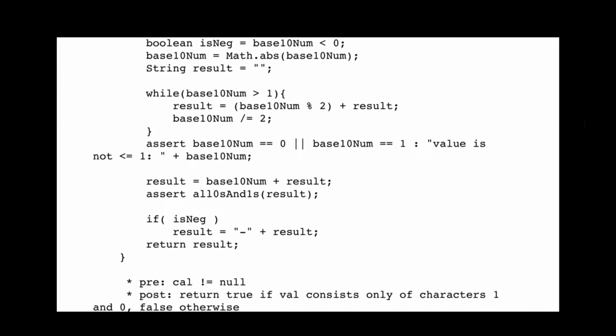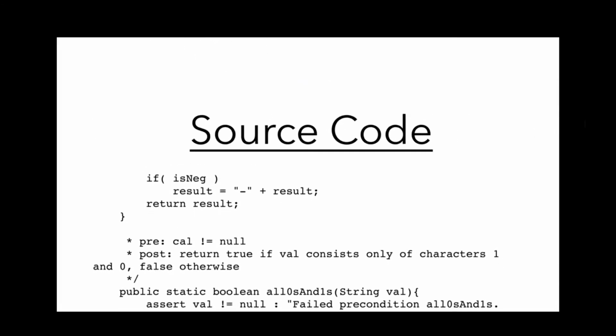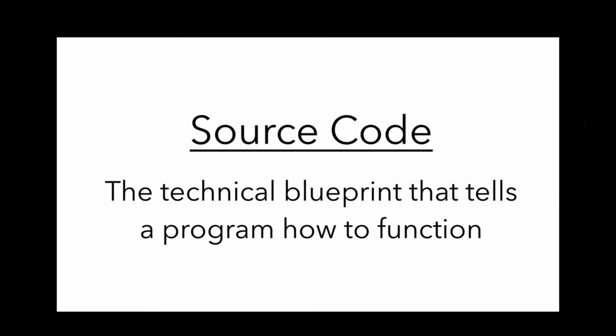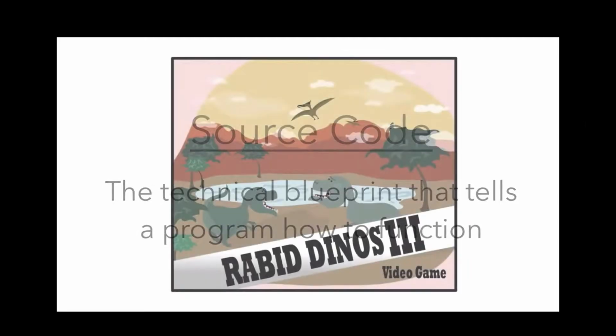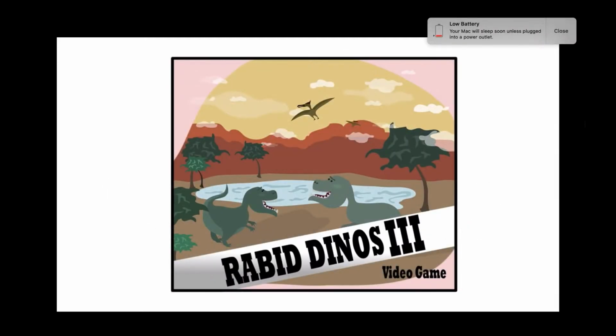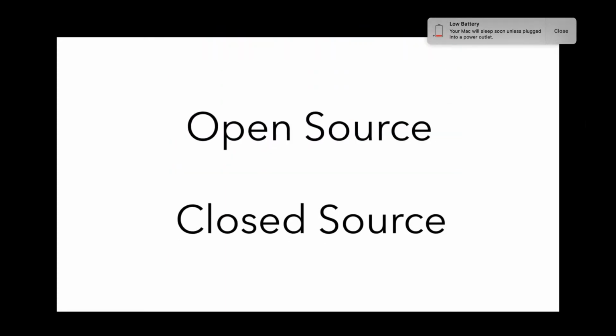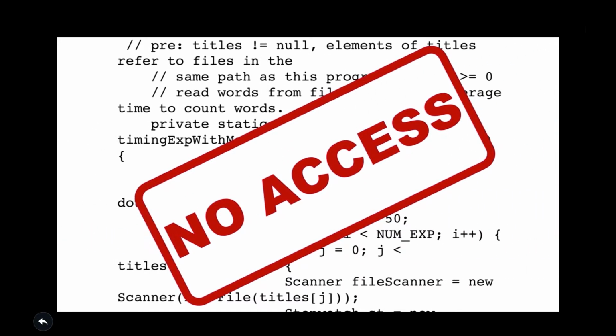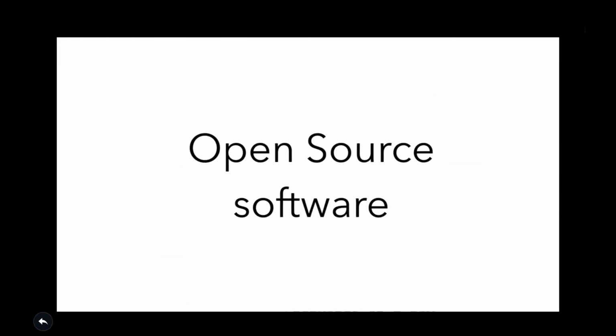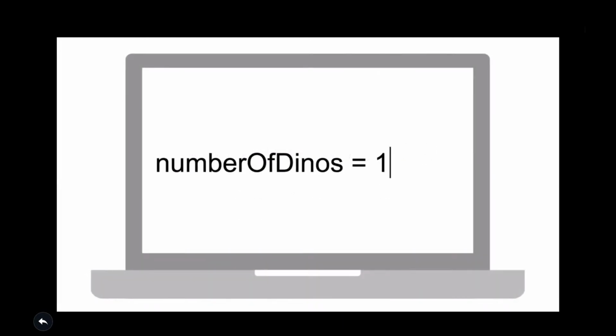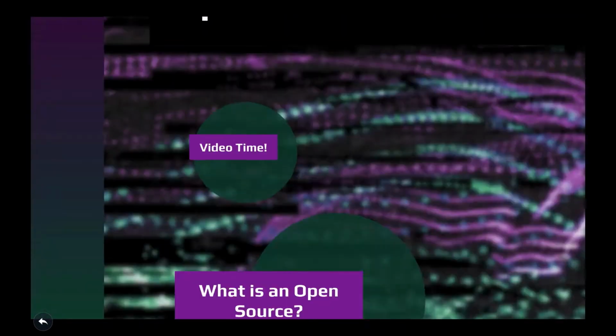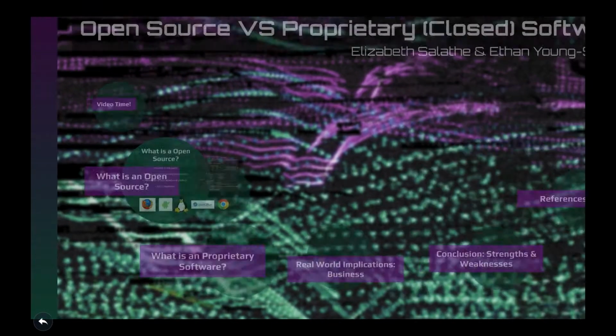Almost every piece of computer software is created using source code, or the technical blueprint that tells a program how to function. When creators release their finished product to the public, they must decide whether to make their software open source or closed source. With closed source software, also known as proprietary software, the public is not given access to the source code, so they can't see or modify it. But with open source software, the source code is publicly available, and programmers can see or modify that code if they desire. So now we will dive in a little deeper into these two sources.